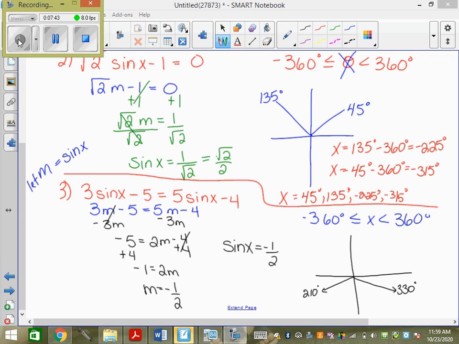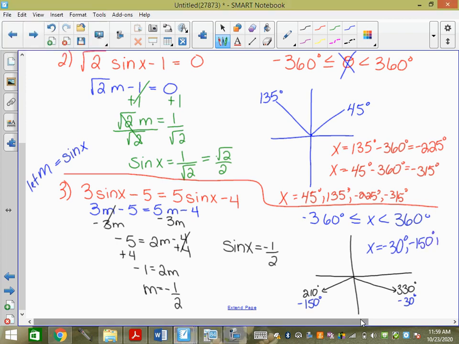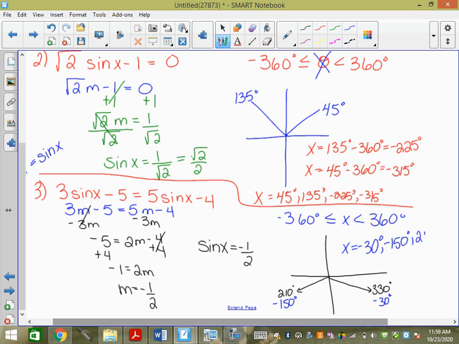And then we have to check the coterminals. So if I subtract 360 from here, I'm going to get negative 150. Does that one fit? Yep. If I subtract 360 from here, I'm going to get negative 30. Does that one fit? Yep. So it's going to be x equals 30, negative 30, negative 150, 210, and 330.